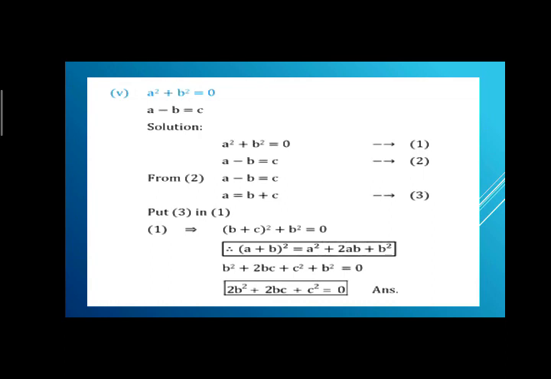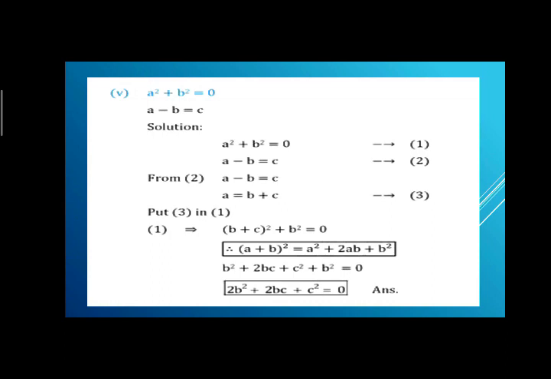Now put this value of a in equation number 1 to eliminate the variable a. When you put the value b plus c in equation number 1, equation 1 becomes (b plus c) whole square plus b square is equal to 0. Now by further simplification, you apply the formula that (a plus b) whole square is equal to a square plus 2ab plus b square. After applying the formula on b plus c, the values become b square plus 2bc plus c square plus b square, that is equal to 0. Now add both of these terms: b square plus b square is equal to 2b square, plus 2bc plus c square, that is equal to 0.